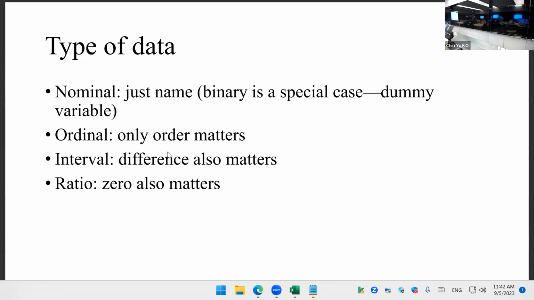You have to be very careful when you look at data. You have to know what data it is. And the tools applied to different types of data are different. Okay.